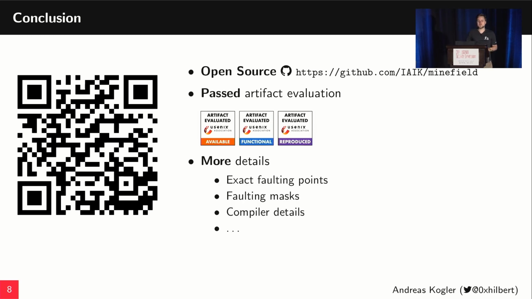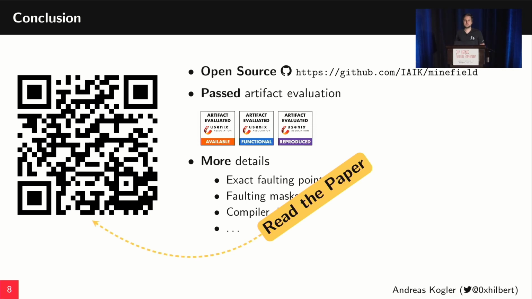If you're interested in more details, like the exact faulting points of each instruction, the analysis over the whole CPU range, and also the faulting mask, so how the fault actually looks for different results, please take a look in the paper, and I'm happy to take any questions.